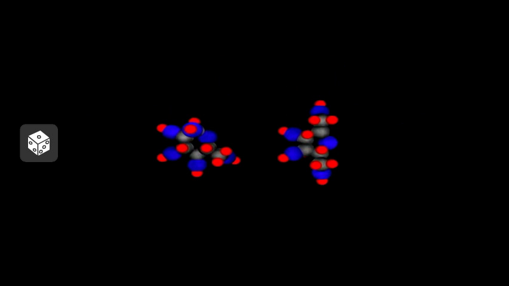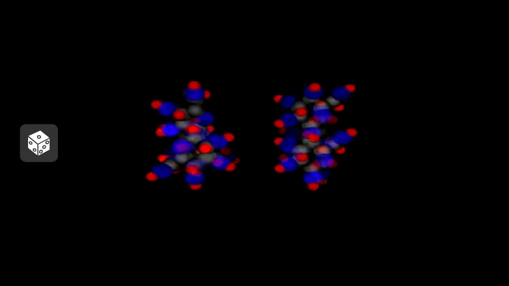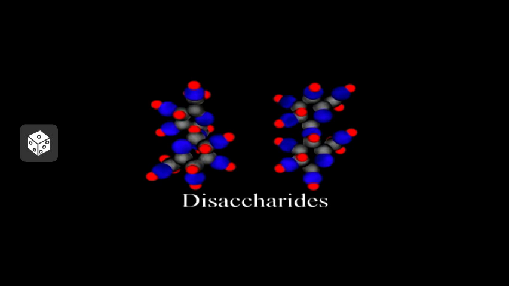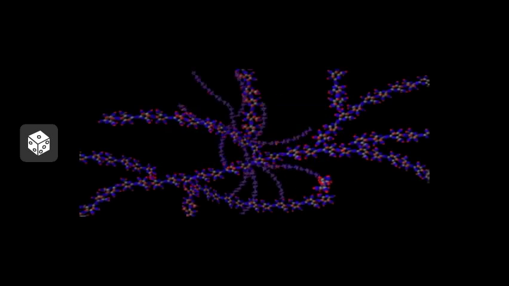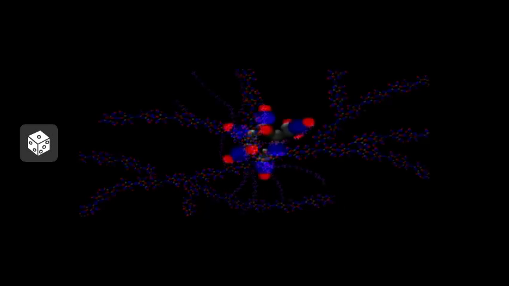Carbohydrates, such as glucose or fructose, that consist of a single sugar monomer, are called monosaccharides. Sucrose, lactose, and other carbohydrates that contain two sugar monomers are called disaccharides. Starch, glycogen, cellulose, and other carbohydrates made out of long chains of sugars are called polysaccharides.